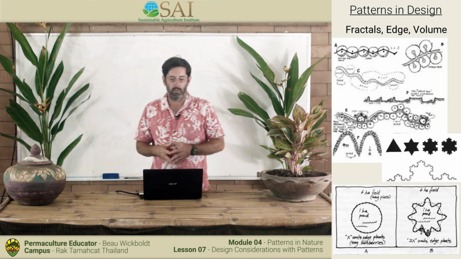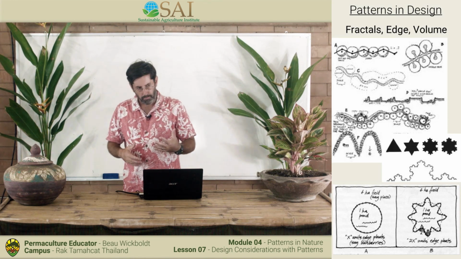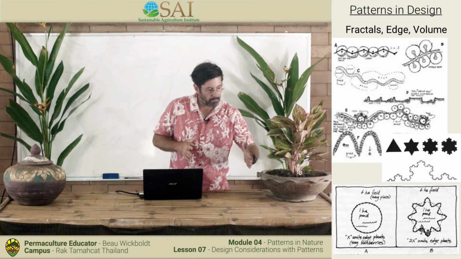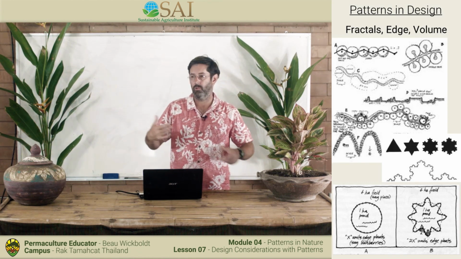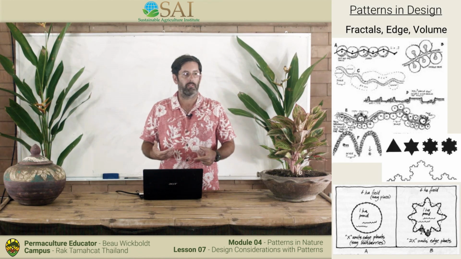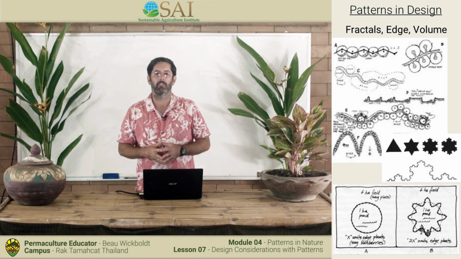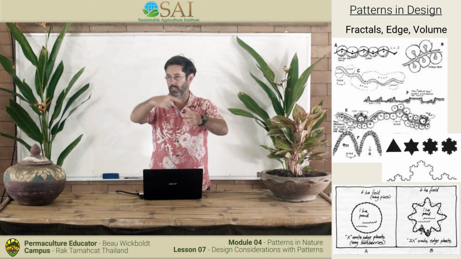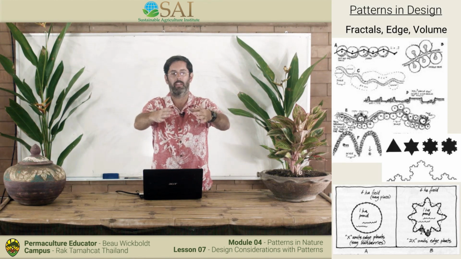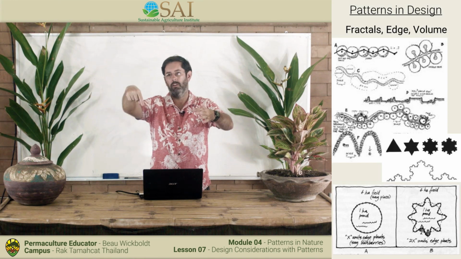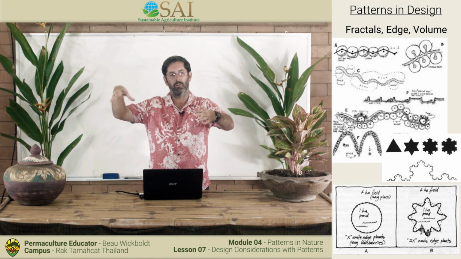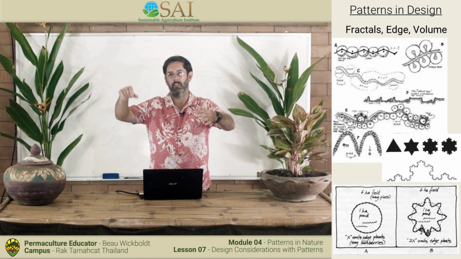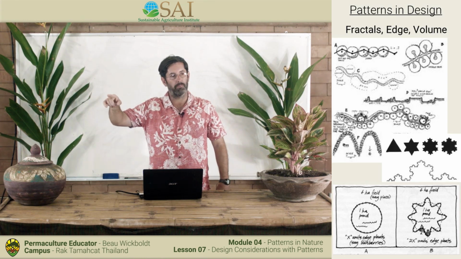Fractals, edge and volume. We can utilize the geometric bending of shapes in order to increase the edge. Okay? So here's a pond. The first pond on the left is 1 hectare. So the volume inside is exactly 1 hectare of land. But to the right, the edge is deformed. If you calculate the volume inside, it's exactly 1 hectare of volume. But the edge has been increased by 100%.